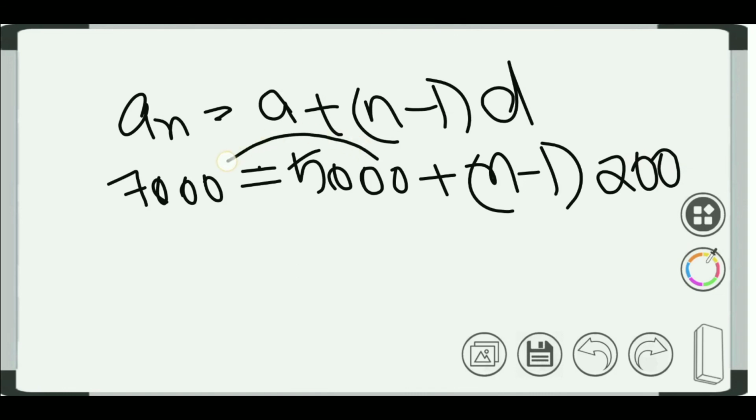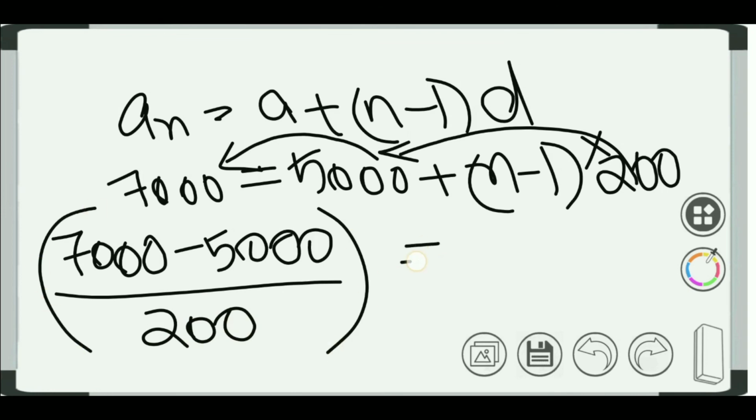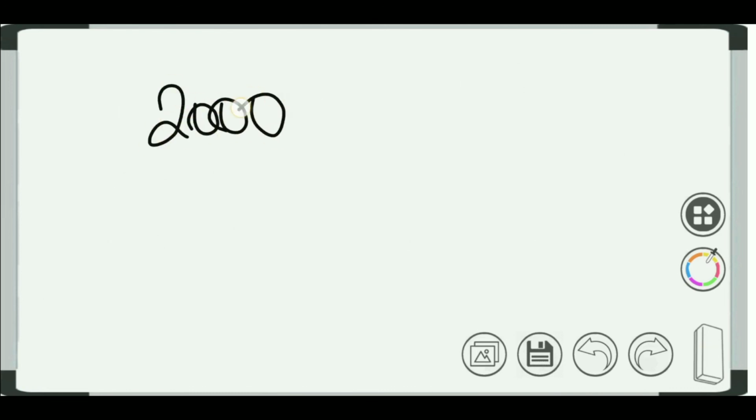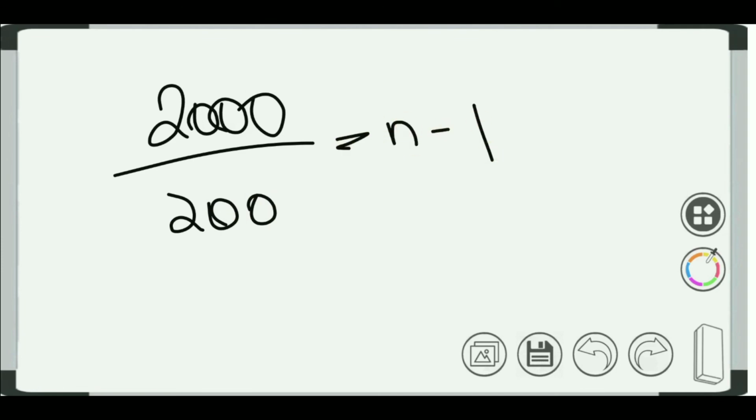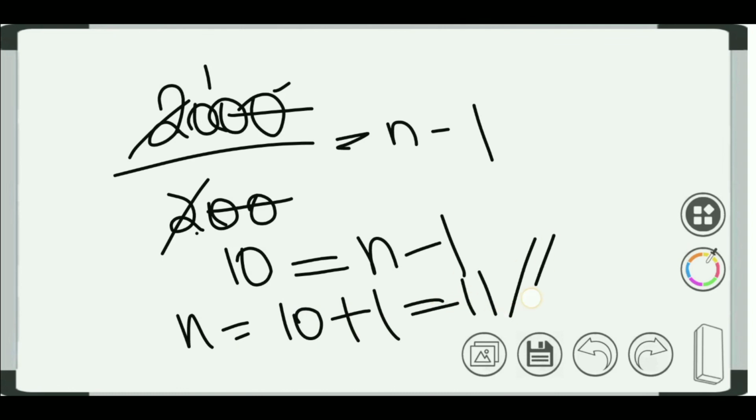So, I am taking this 5,000 this side. So, 7,000 minus 5,000. I am taking 200 this side, so divided by 200, equal to what is remaining here? n minus 1. 7,000 minus 5,000, 2,000. 2,000 divided by 200 equal to n minus 1. 2 zeros got cancelled. 20 divided by 2, 10. 10 is equal to n minus 1. So what is n? 10 plus 1, which is equal to 11. So you got 11. So you can conclude the answer as, therefore, in 11th year, his salary will be rupees 7,000.